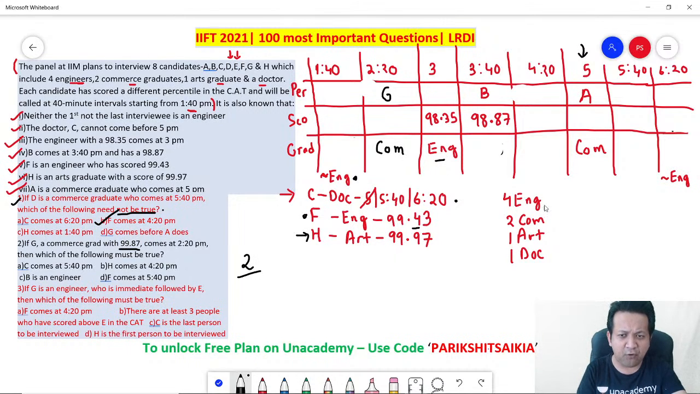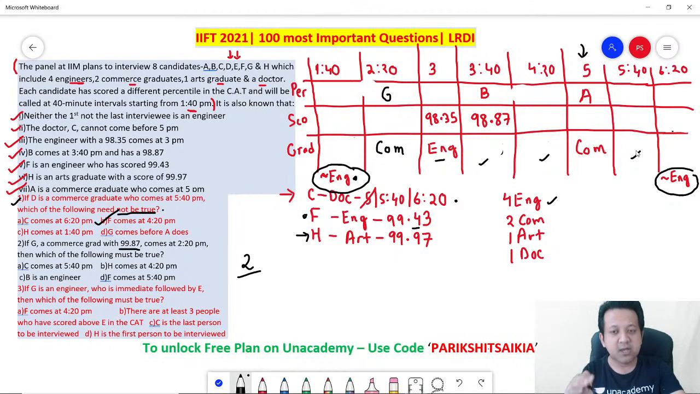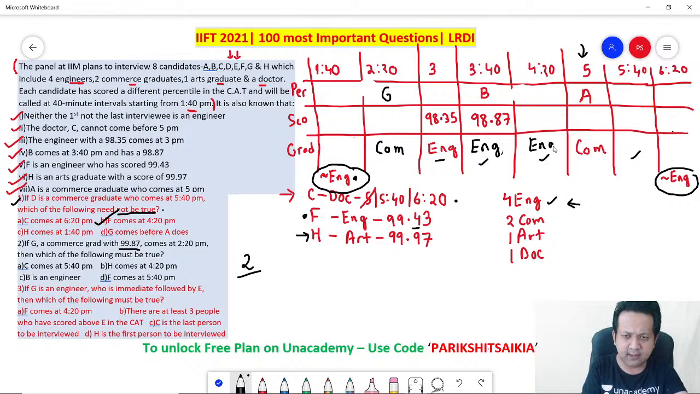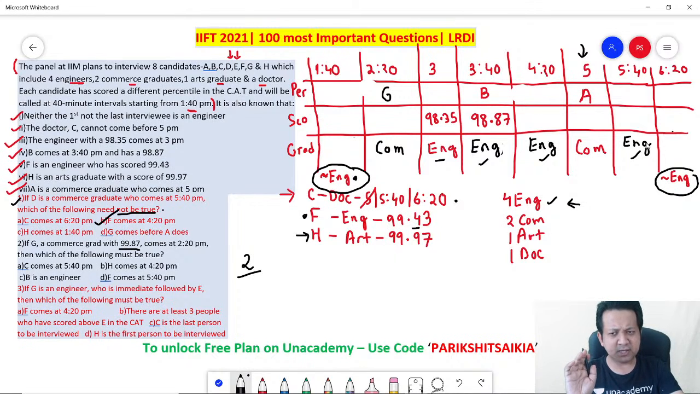Now remember, there are 4 engineers. The first place and the last place cannot be engineers, right? First and the last cannot be engineers. So how many vacant places? Still we have got 3 more vacant places excluding the engineers. So if there are 3 more vacant places excluding the engineers and we got to fill 3 more engineers, the only possibility is these must be the engineers. Will you agree? These must be the engineers. Correct? Now this much you can fill.